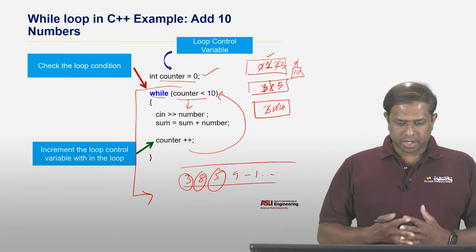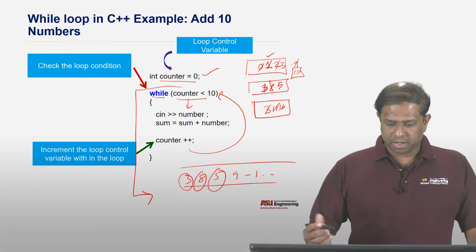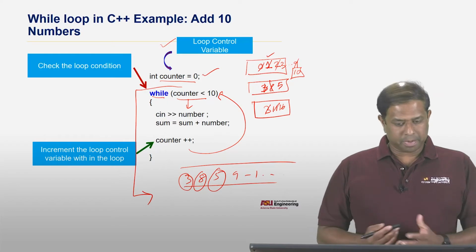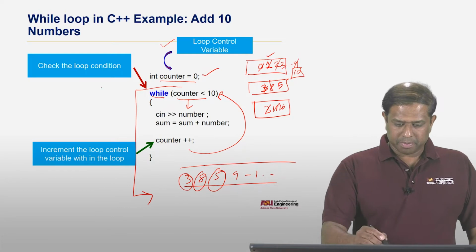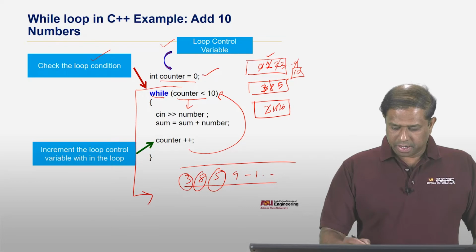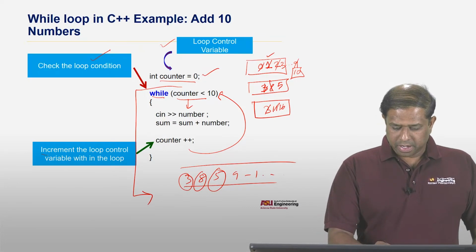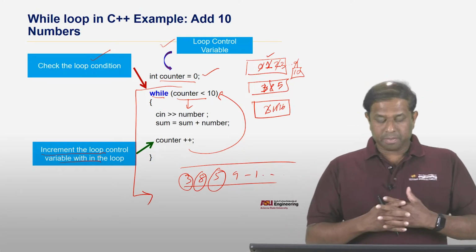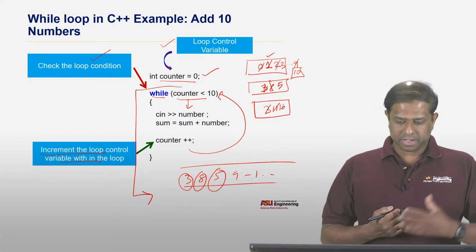Now if we try to recognize different parts of this particular code, the first one is called the loop control variable. That controls the operation of the loop. Now the condition that we put inside the while loop is called the loop condition check, right? And then the last statement right here is counter plus plus. That's called the increment of the loop control variable. The loop control variable always has to be updated so that ultimately we will reach the stopping condition.